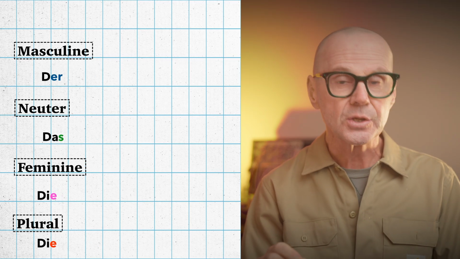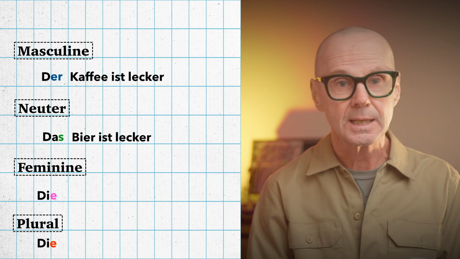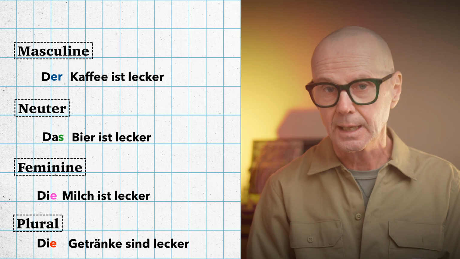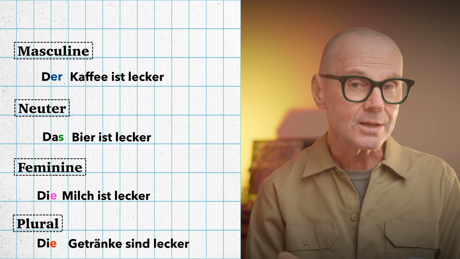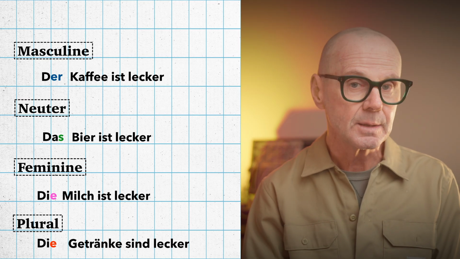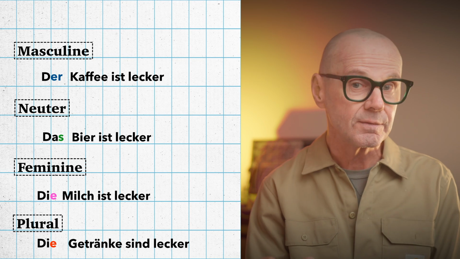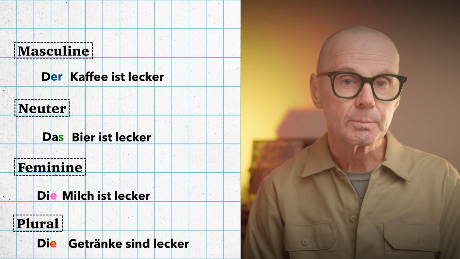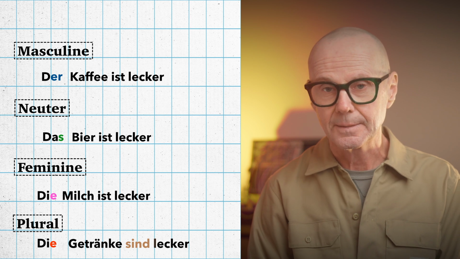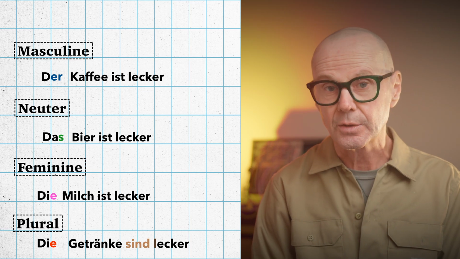So let's go back again to these sentences. Der Kaffee ist lecker, das Bier ist lecker, die Milch ist lecker, die Getränke sind lecker. Looking at these, we definitely know what the gender is for all of them. Der is clearly masculine, das is neuter, and the only way we know the difference between feminine and plural is the plural form of the verb used with Getränke. These all already tell us pretty clearly the genders of the nouns.